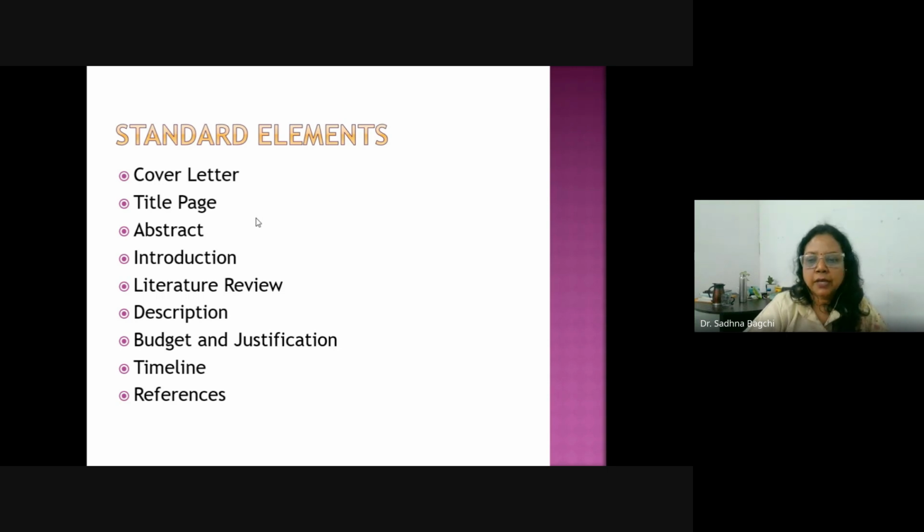Every proposal has a cover letter. In the cover letter, you have to introduce the researcher, the researcher profile in connection with their publications, with their work, and how this.